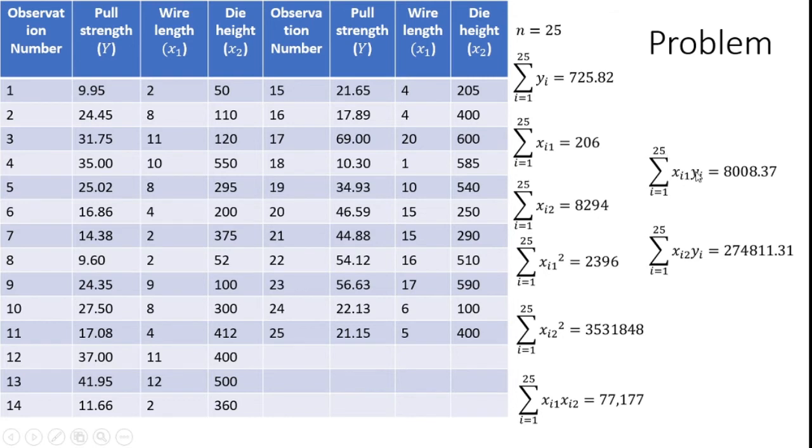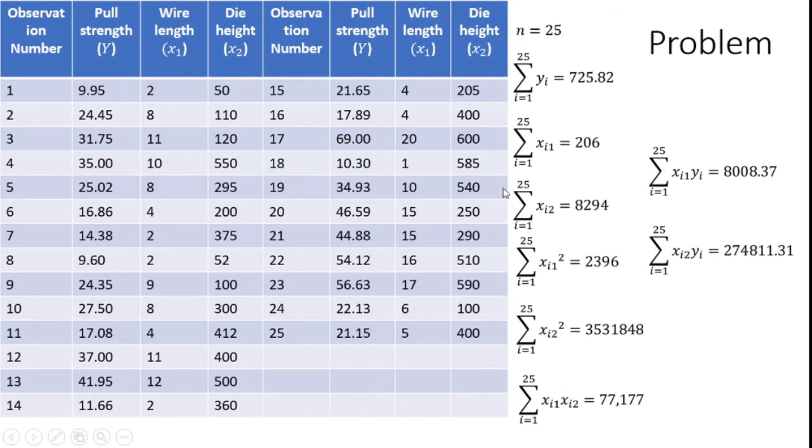Also, due to the interaction effects in the multiple regression equation, I should consider the summation from i equals 1 to 25 of xi1 yi. I get the product of the response and the x1 variable, and then xi2 into yi. So I multiply the die height by the pull strength. Similarly, I got a value like 2,74,811.31. Likewise, we may initially conduct the addition and squared product tests with the available experimental data.